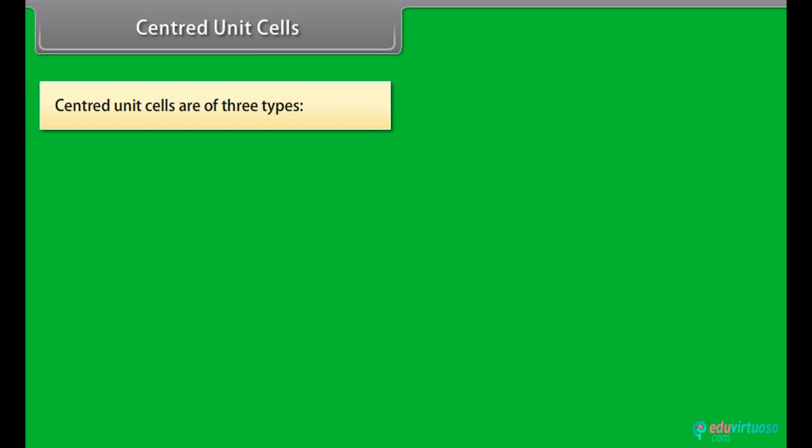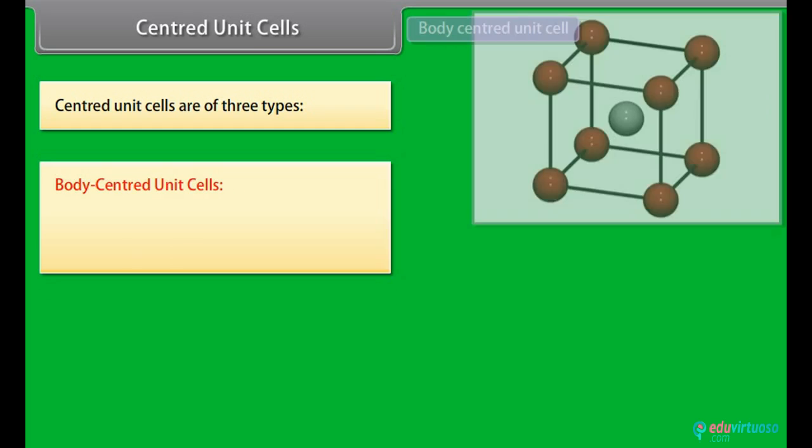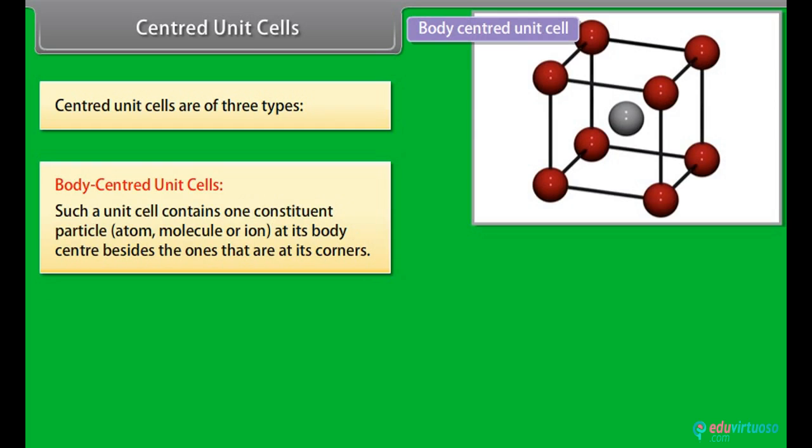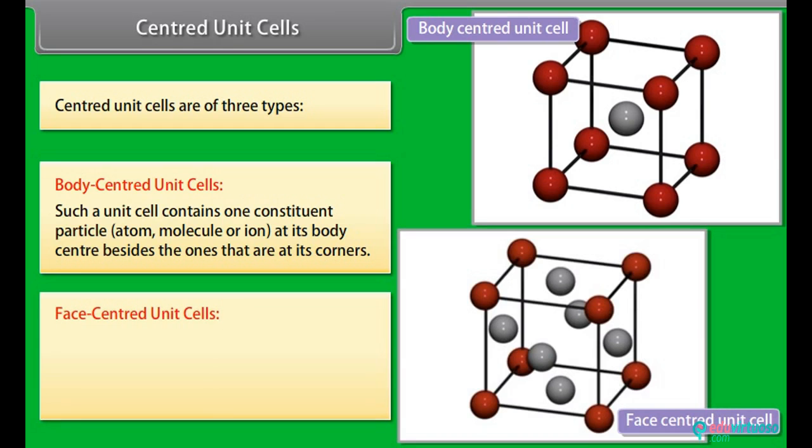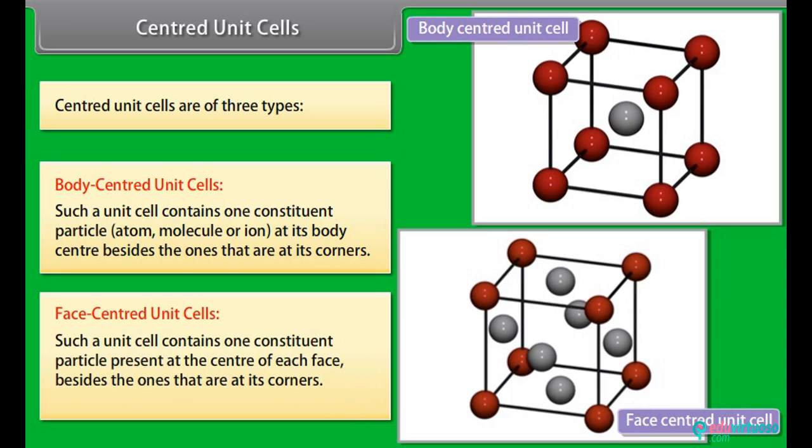Centered unit cells are of 3 types. 1. Body-centered unit cells. Such a unit cell contains 1 constituent particle, atom, molecule, or ion, at its body center besides the ones that are at its corners. 2. Face-centered unit cells. Such a unit cell contains 1 constituent particle present at the center of each face besides the ones that are at its corners.